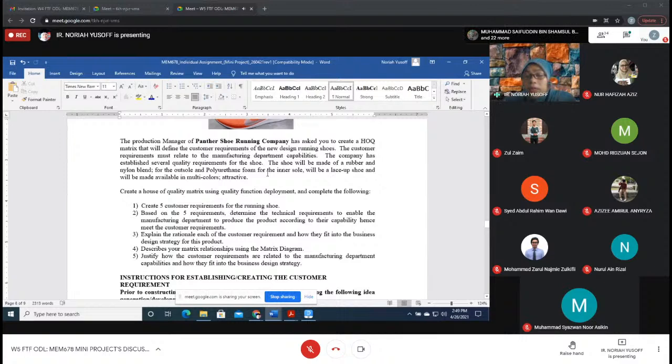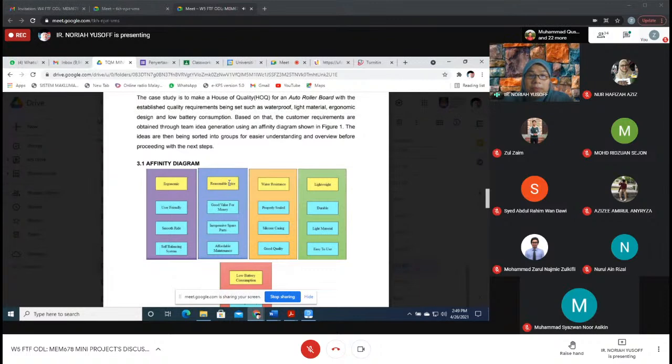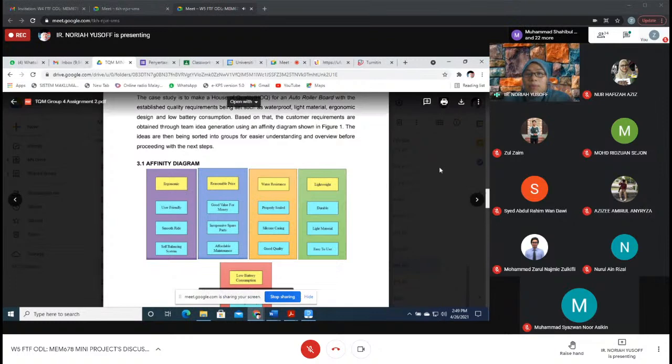So you kena include ni. Okay. So kasut mesti yang shoelace, yang bertalinya. And then untuk make it attractive, kena multicolor. So you just include lah the content dia. Apa dia? So kat sini dia letak ergonomic, reasonable price, water resistant, lightweight, low battery. The five customer requirements dia tu.